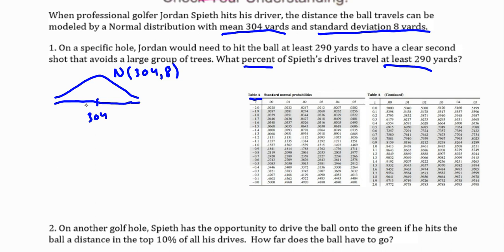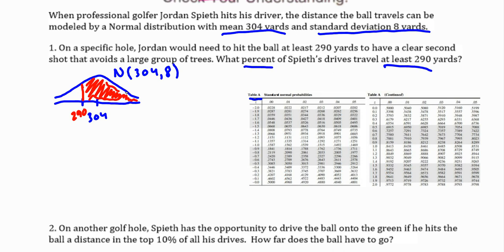Well, 290 yards is on the left side of the mean, which is his mean, and so I'm going to put 290 right here. Now, it says they have to travel at least 290 yards. What does that mean? That means you can have any values that are greater than that. So we're looking for the percentage of this shaded area.